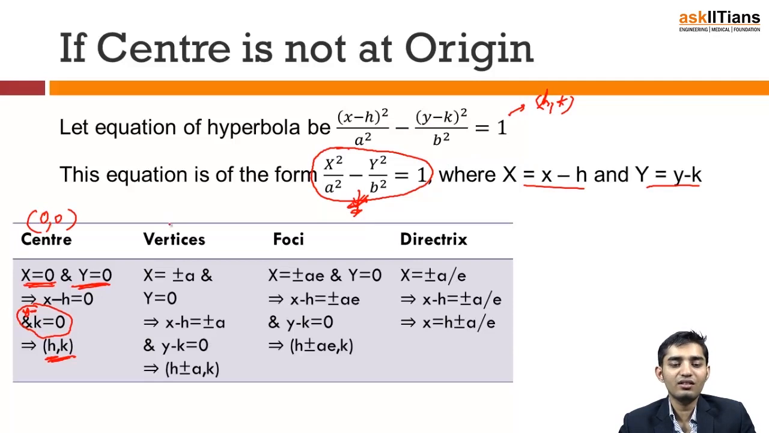Similarly, if I want to find out the vertices, what are the vertices in case of the standard hyperbola? Plus minus a comma 0. This we already know. So capital X equal to plus minus a and capital Y equal to 0.